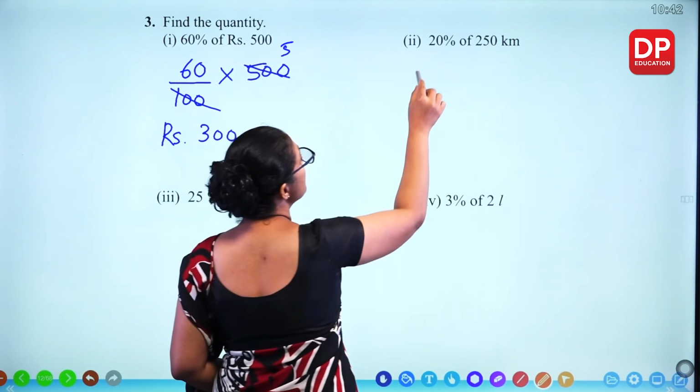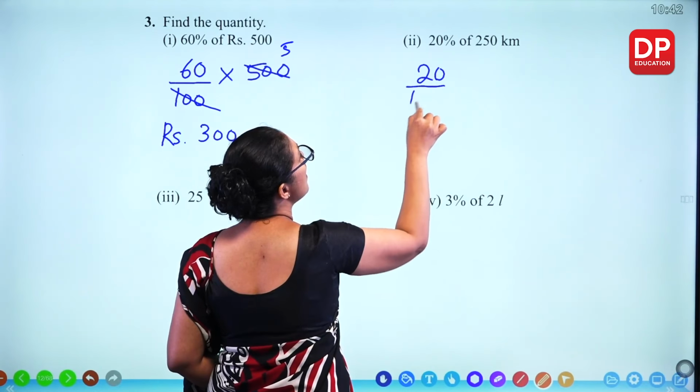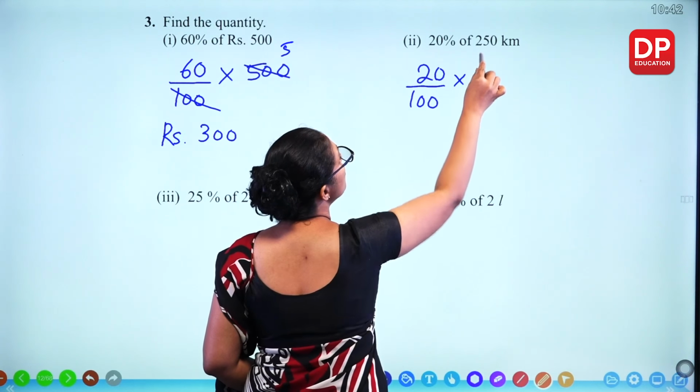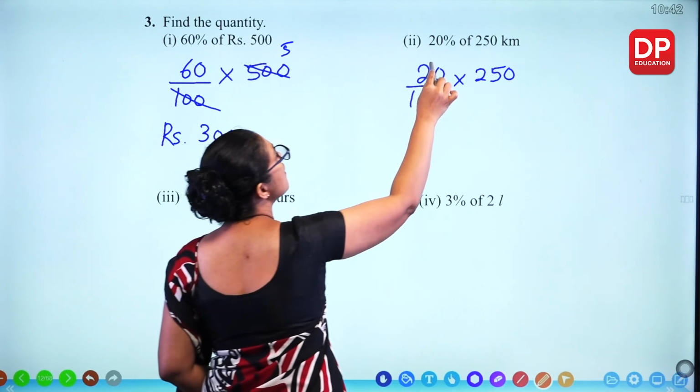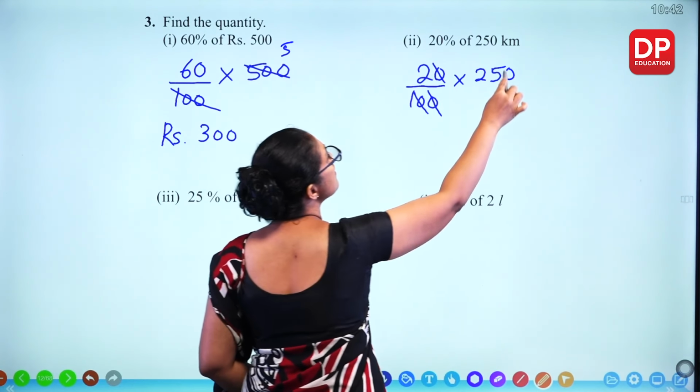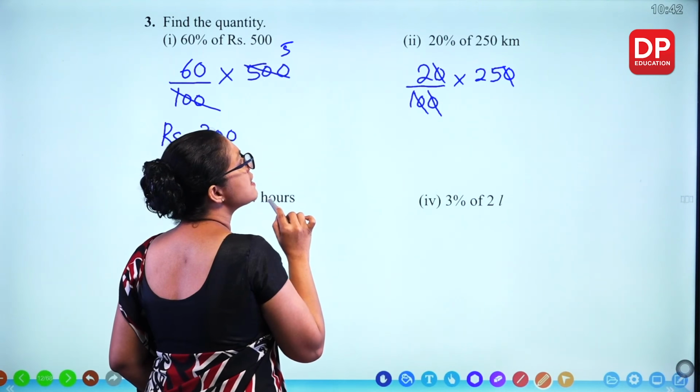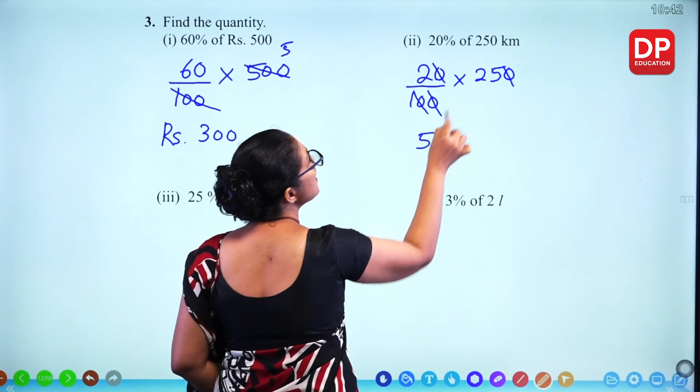So 300 rupees. This one 20%. 20 over 100 into 250. 1 0 gets cancelled out, this 0 gets cancelled out. 25 times 2, 50. This is in kilometers.